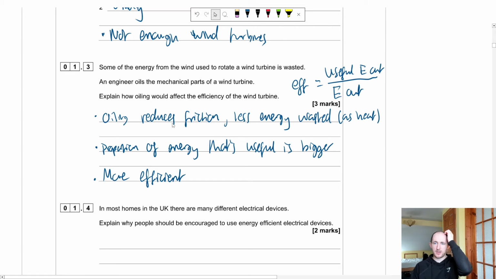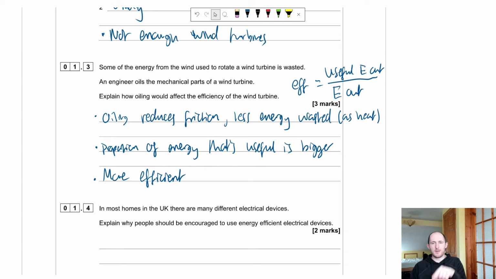I prefer to word it from the cause because it helps my brain think. So like, okay, we've oiled these parts. What does that do? Well, we oil things to reduce friction. Cool. What does that mean? Well, there's less energy wasted. Okay, what does that mean? Well, it means the proportion of useful energy is bigger. What does that mean? The efficiency is greater. So keep following that logical chain of reasoning. It's the best way to do it.